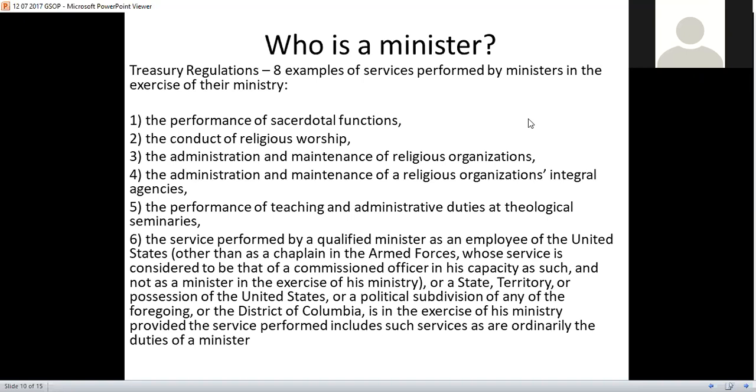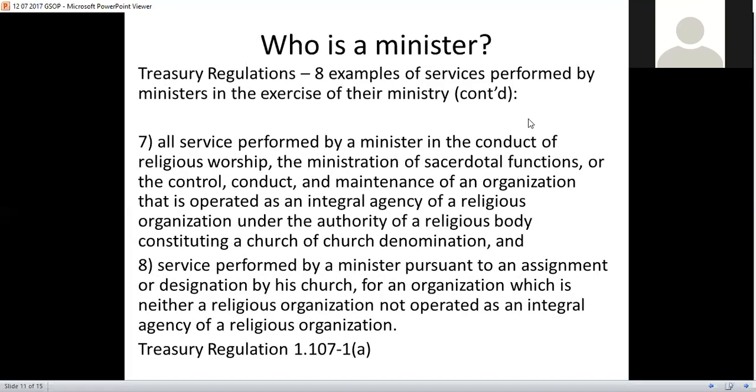Let's look at the last 2 of those examples. Number 7, all services performed by a minister in the conduct of religious worship, the administration of sacerdotal functions, or the control, conduct, and maintenance of an organization that is operated as an integral agency of a religious organization under the authority of a religious body constituting a church or church denomination. And excuse my typographical error there. I'll try to fix that before I teach this for future classes.